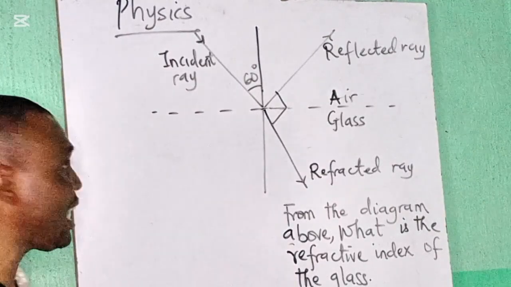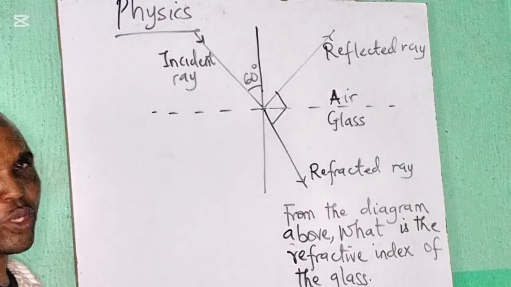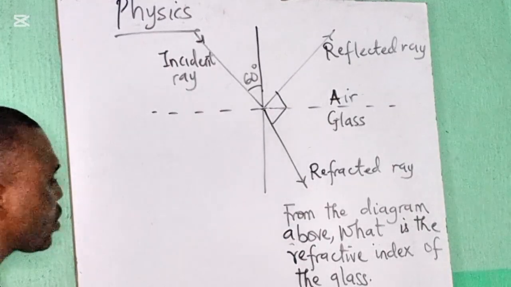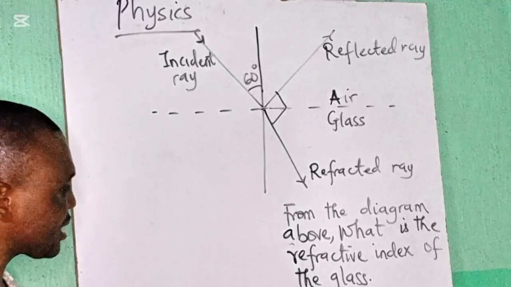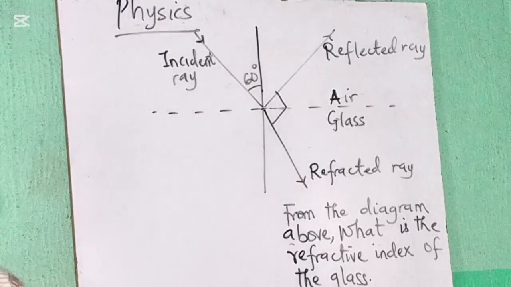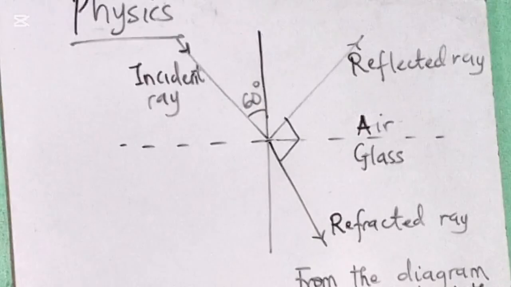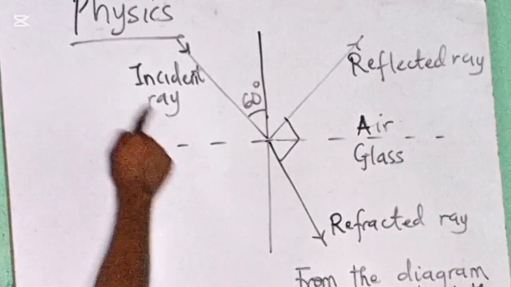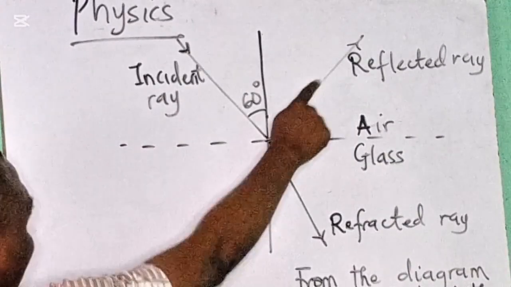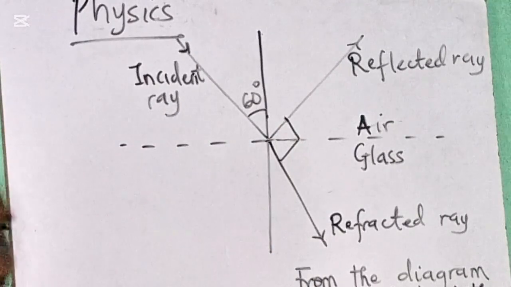Today we shall be looking at physics. Now we have a question on the board. We are asked to calculate the refractive index of the glass. Looking at the diagram closely, we have the incident ray, the reflected ray, and then the refracted ray.